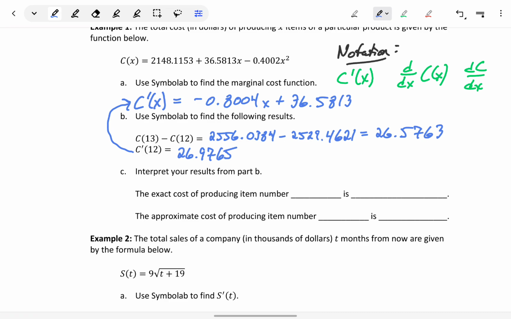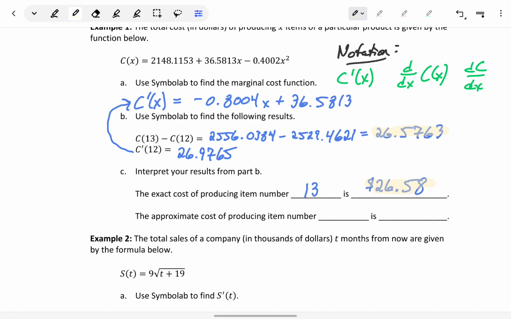In part C, we want to interpret that information. The exact cost of producing item number 13 will be $26.58. This is the value that we got, rounded, from taking c of 13 minus c of 12. Because whenever we evaluate the cost function, that gives us the total cost of producing that many units. So if we subtract the cost of the first 12 units out of c of 13, we're left with just the cost of producing that 13th unit.